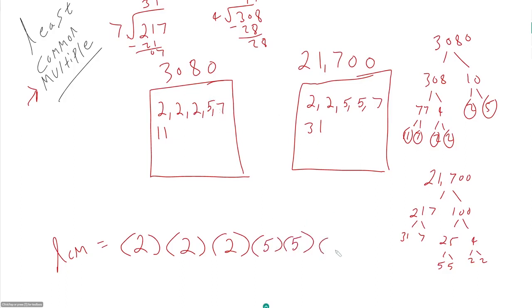7 appears once in both of our numbers. And 11 only appears over here, so I need that. And I need the 31 so I can make the 21,700. This is our answer. This is the least common multiple of 3,080 and 21,700.